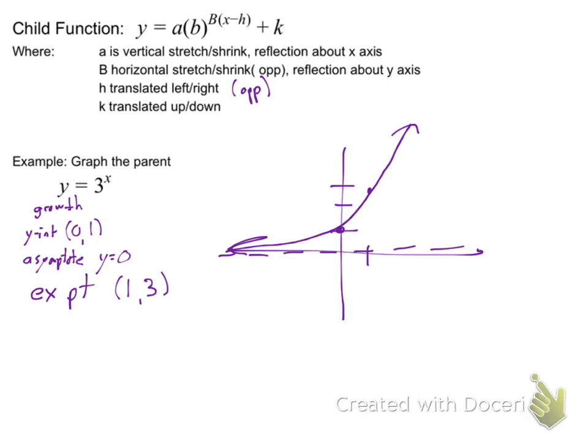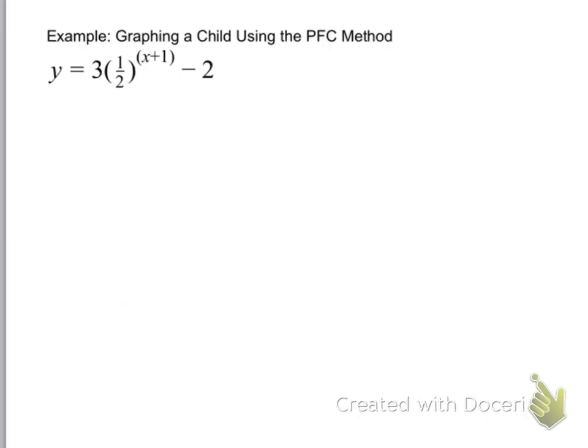So our job is to run through this again. How to do the parent, family, child. You guys ready for this? Hold on to your hats. Here we go. I want you guys to graph that using the parent, family, child method. I've got 3 times 1/2 to the x plus 1 minus 2. It's an exponential graph. So, okay, this is a child.